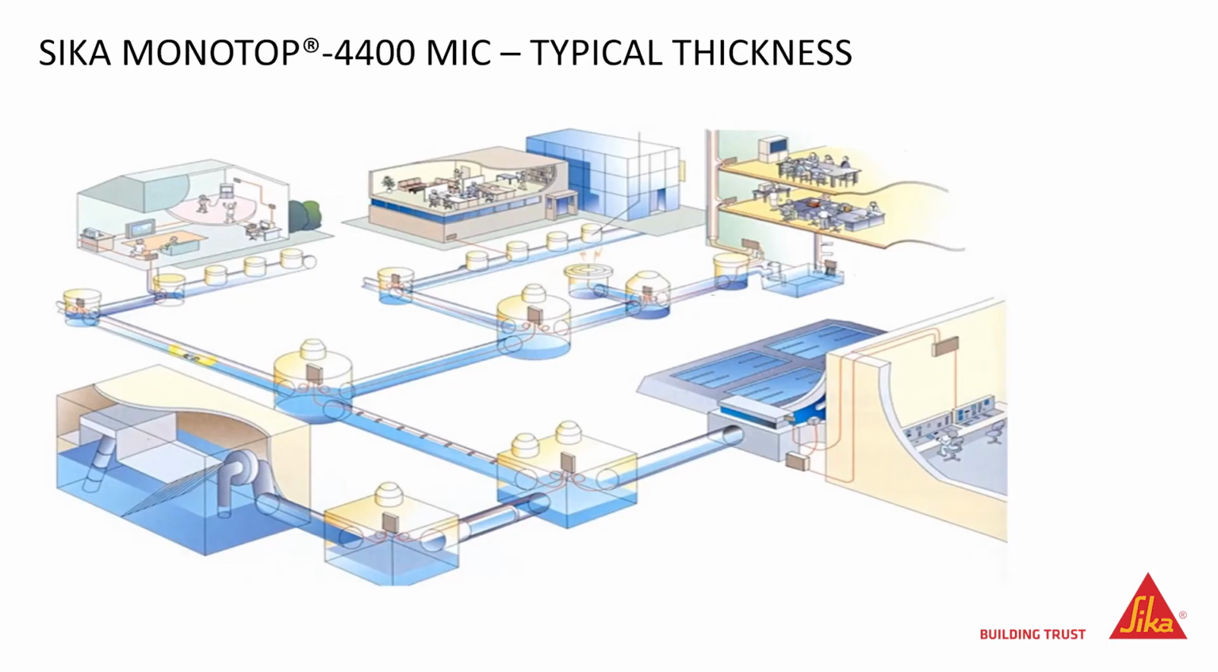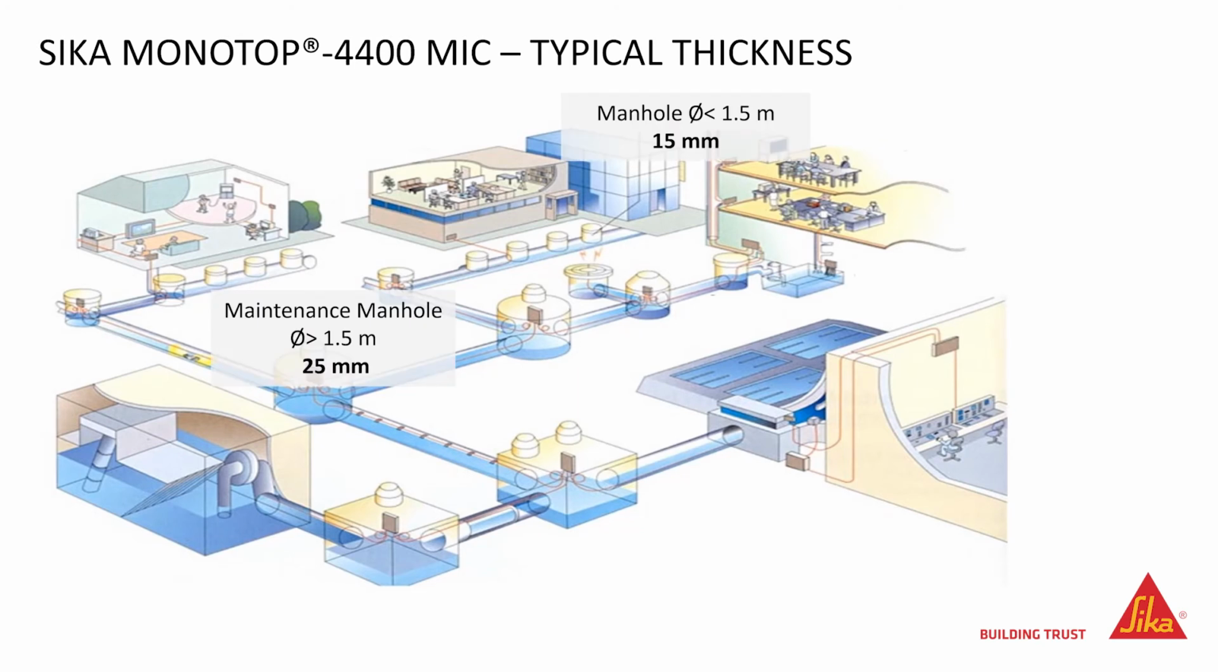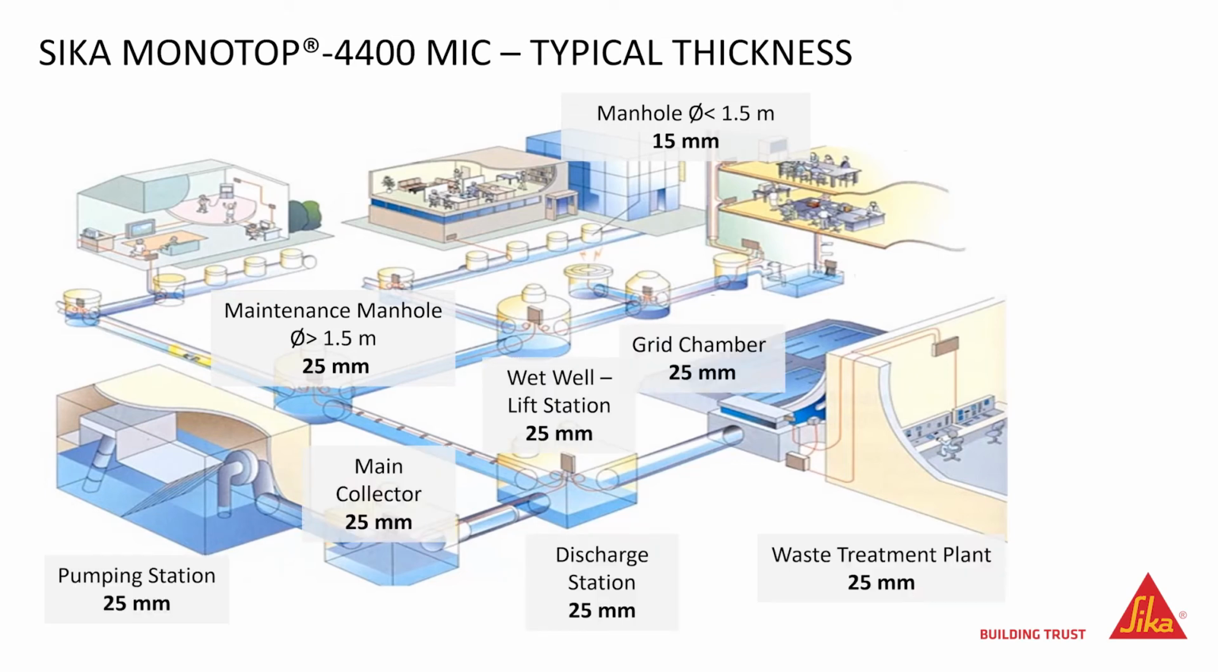The thickness of the application is not related to the durability, but to the behaviour of the material towards drying and shrinkage. This is based on more than 25 years of experience from site application. In general, it is recommended to apply approximately 25 mm. Only for small diameter manholes of less than 1.5 meters or small surface areas, the thickness can be reduced to approximately 15 mm.